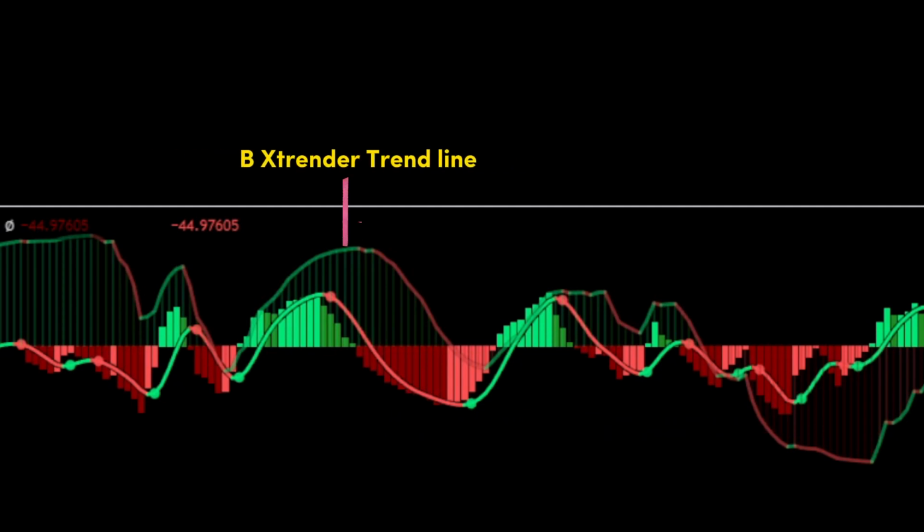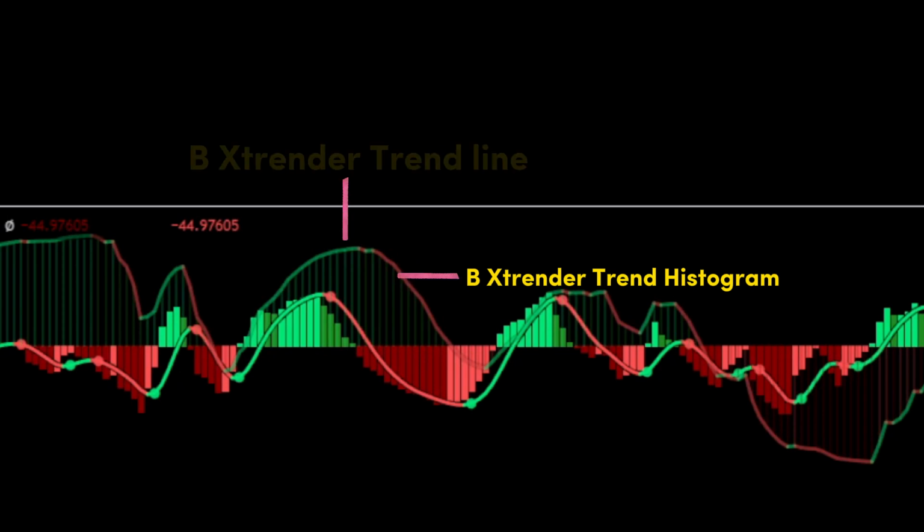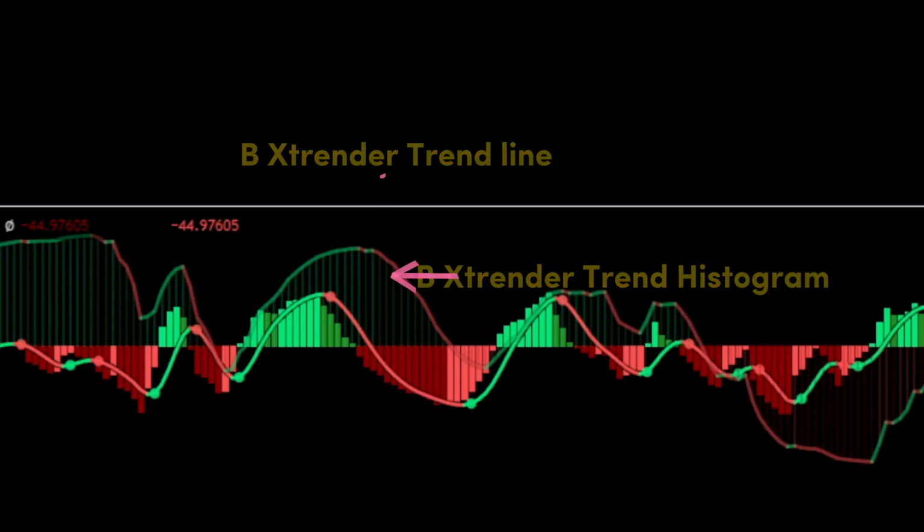Then, there's the B Xtrender trend line. This line complements the B Xtrender trend histogram. If the B Xtrender trend histogram is at the top of the neutral level and the B Xtrender trend line is also green and at the top of the neutral level, it indicates a strong bullish trend. However, if in the same position, the color of the B Xtrender trend line changes to red, it can be concluded that the price is undergoing a correction phase.